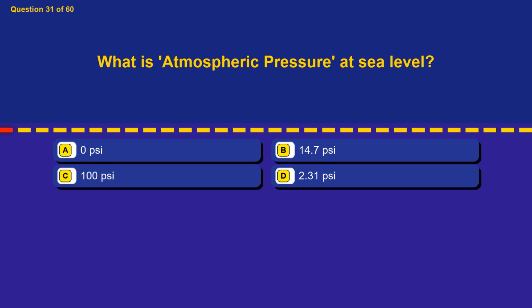Question 31. What is atmospheric pressure at sea level? Option A is 0 psi. Option B, 14.7 psi. Option C, 100 psi. Option D, 2.31 psi.